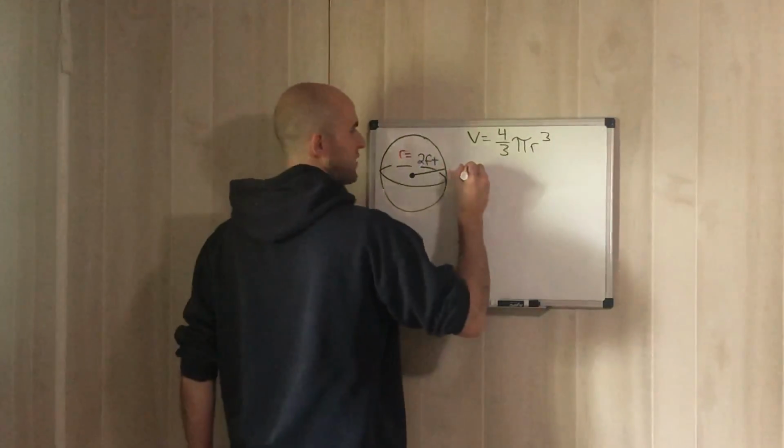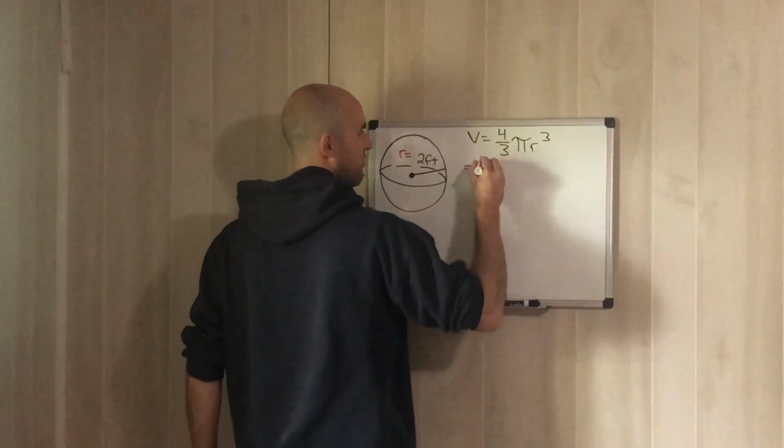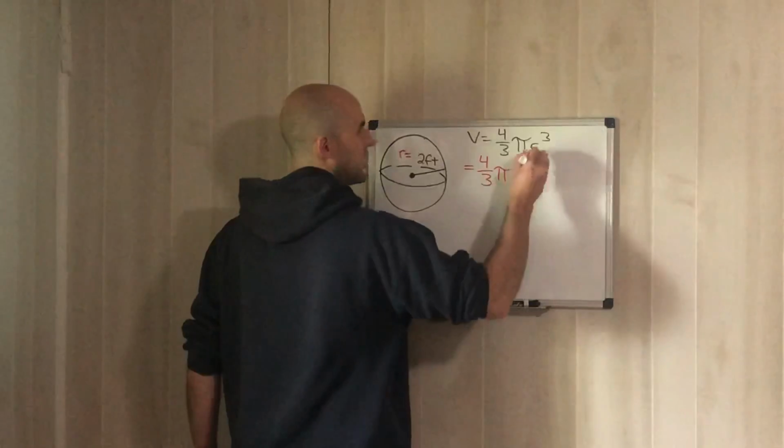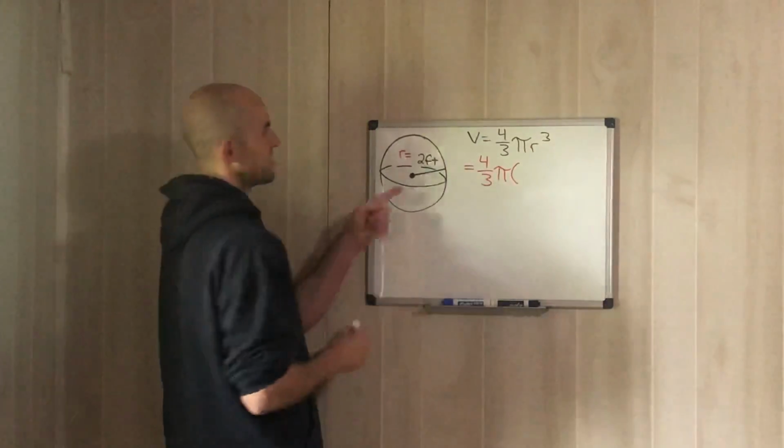So let's rewrite everything that we know. 4 over 3 is going to stay the same. Pi is going to stay the same. We know that the radius there is 2.